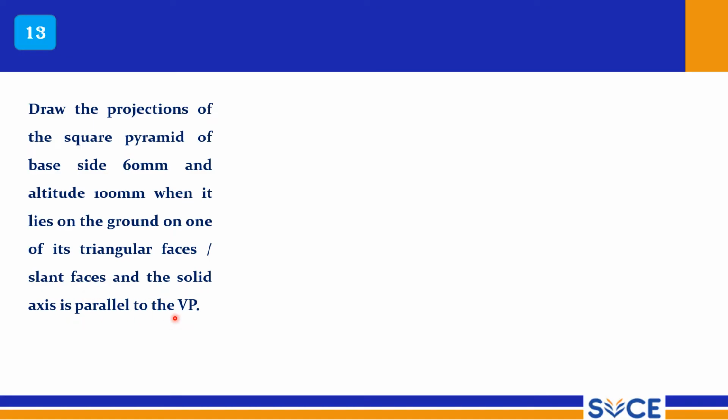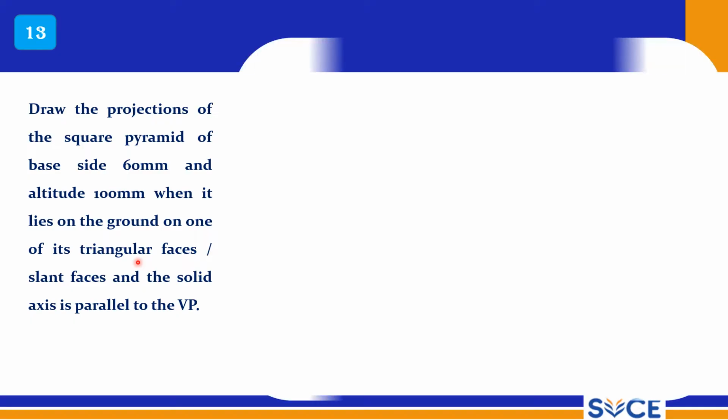So the solid axis is parallel to VP. It means that the axis will be inclined to HP, right? So inclined to HP. So how will you solve this problem? Now you see this is 60 mm and 100 mm. If you do not have space in your drawing sheet, you can use a reduction scale.